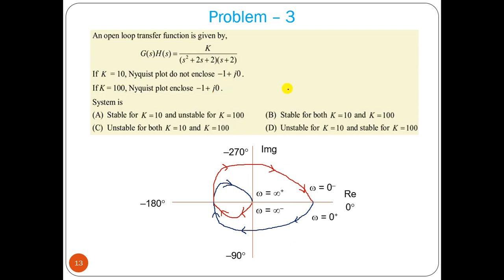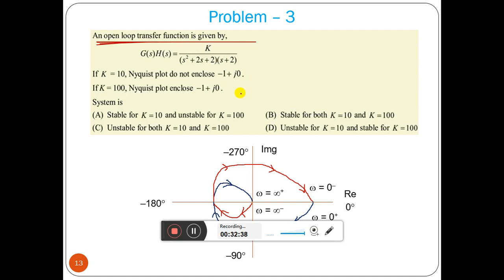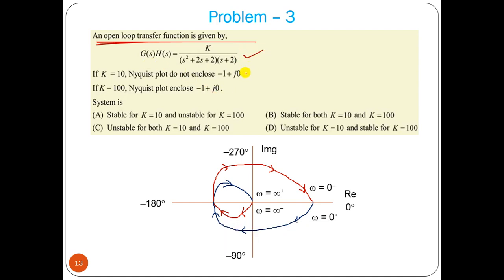Now, let us solve another problem. An open loop transfer function is given as this. We have to find out: if k equal to 10, the Nyquist plot does not enclose the minus 1 plus j0 point. If k equal to 100, the Nyquist plot encloses the minus 1 plus j0 point. The options are: the system is stable for k equal to 10 and unstable for k equal to 100, stable for both k equal to 10 and 100, unstable for both 10 and 100, or unstable for k equal to 10 and stable for k equal to 100. So, that is the point we have to find out.